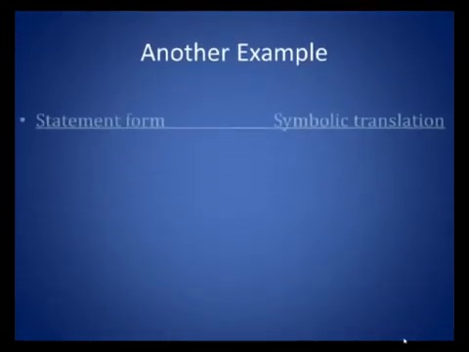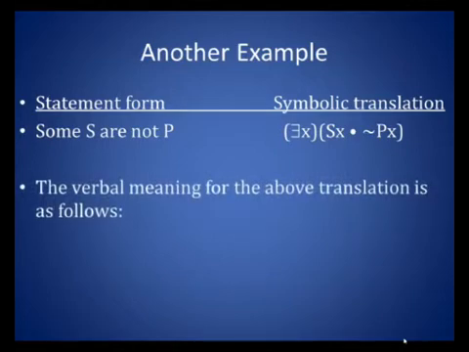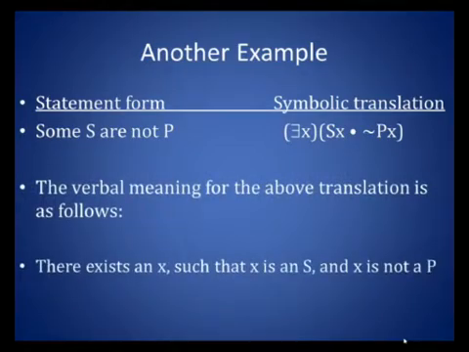Another example. Some S are not P. There exists an x such that x is S and x is not a P. All we're saying with the existential statement, or what we also call particular statements, is that there exists at least one of these things. When I say some S are not P, what I'm telling you is that there's at least one thing in the universe that exists, and it's an S and it's not a P.